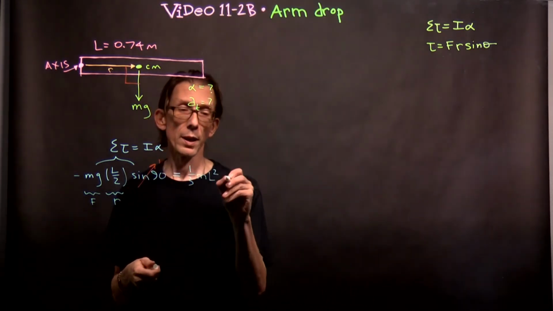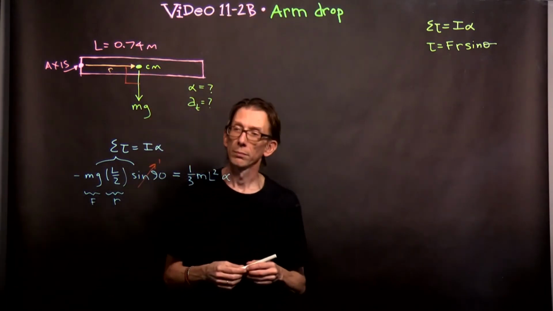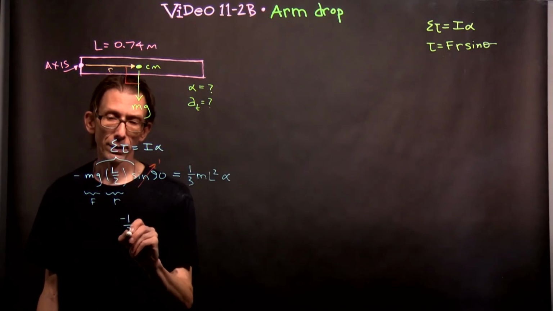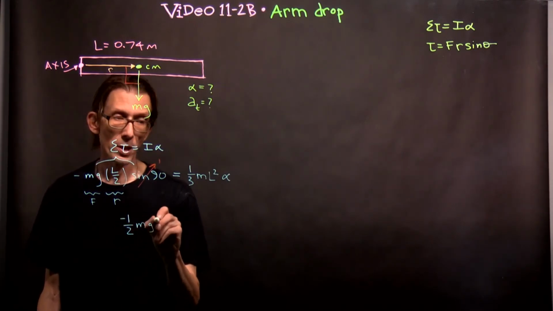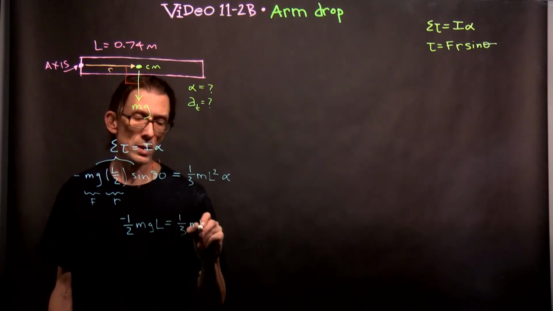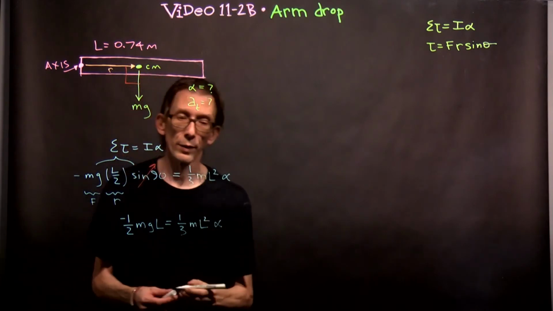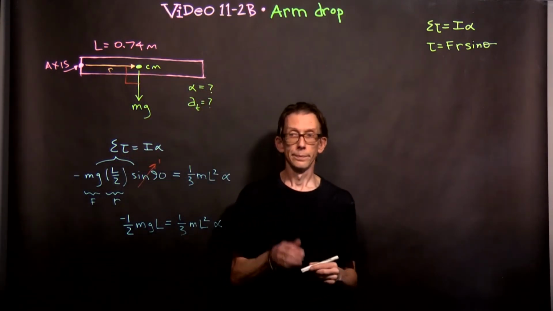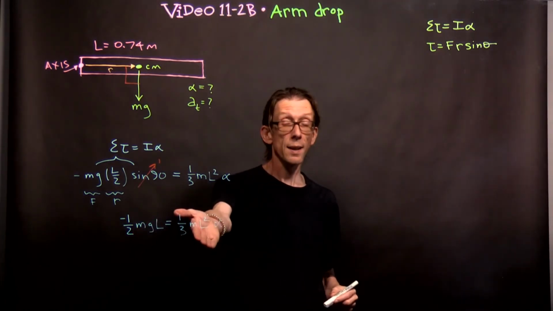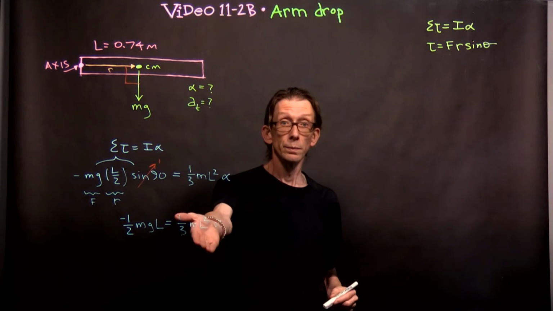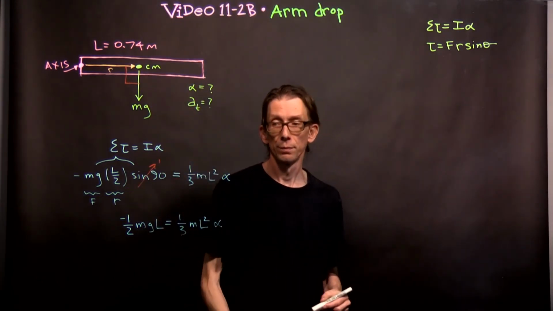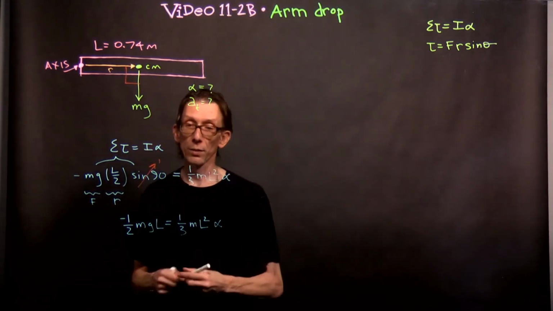ml squared times alpha. So we're left with negative 1/2 mgl equals 1/3 ml squared alpha. Left hand side, sum of all torques. Right hand side, I alpha. And in this case, there's only one torque, and that's by gravity acting at the center of mass. So some things cancel, which is always nice.